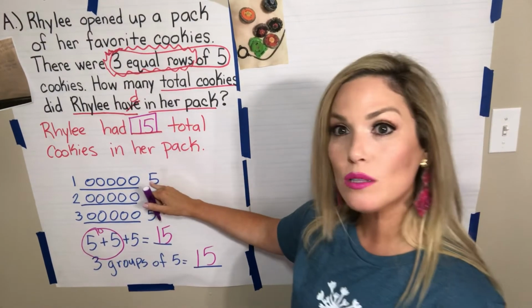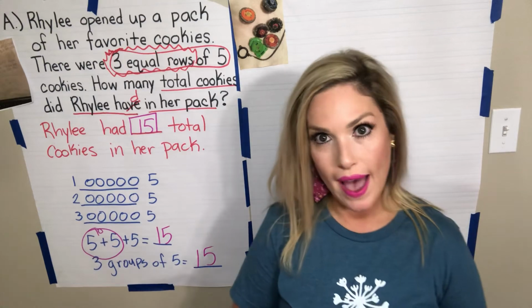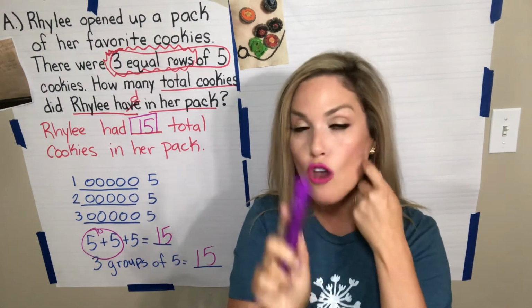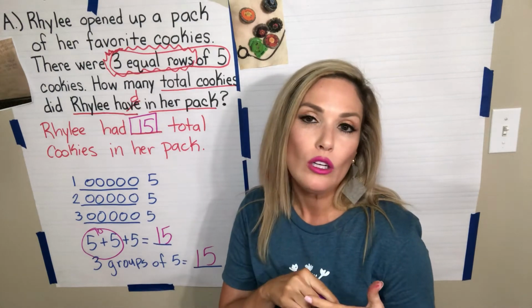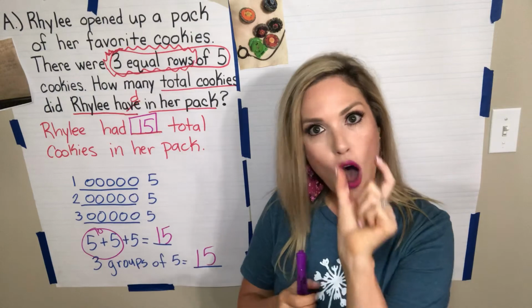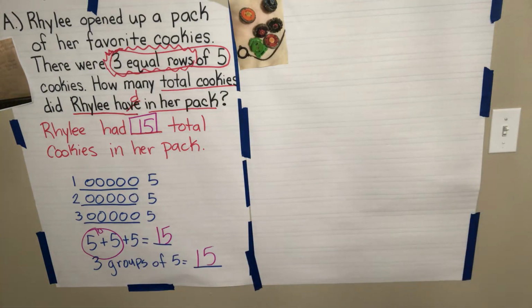So if she has one row of 5, the way you would draw that in an array with no spaces, no gaps, is with something we would call square tiles. Now for square tiles, all it's gonna be is little squares. I made you guys some square tiles.